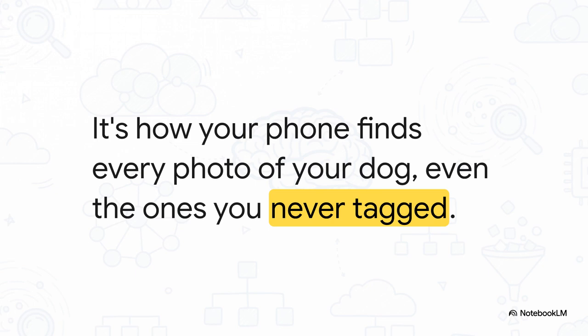You know when you type "dog" into your phone's photo search, and it somehow finds every single picture of your pup, the blurry action shots, the sleepy ones, the ones from years ago you never even tagged? That right there, that's the magic. It's called semantic search, and it's all thanks to a totally new way of organizing information.